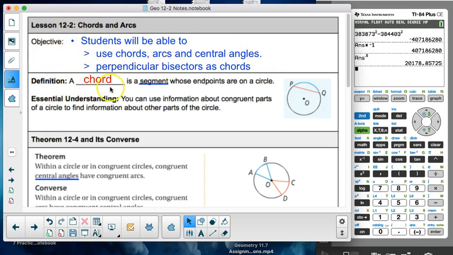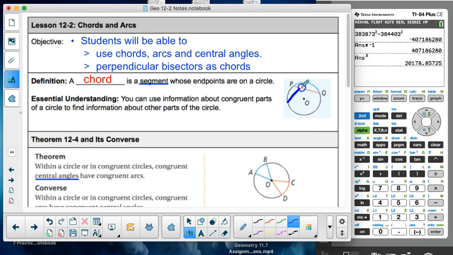The definition of a chord is a segment whose endpoints are on a circle. In central understanding today, you can use information about congruent parts of a circle to find information about other parts of a circle. But let's investigate this chord. This chord PQ, the endpoints are on the circle, and this can be moved all over the circle. And we can have multiple chords on a circle.